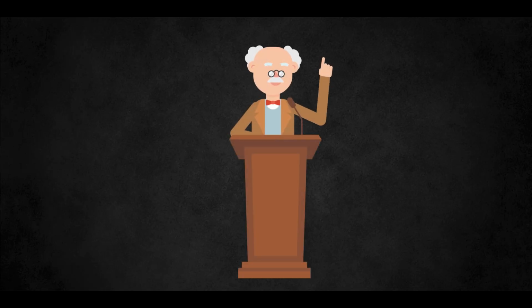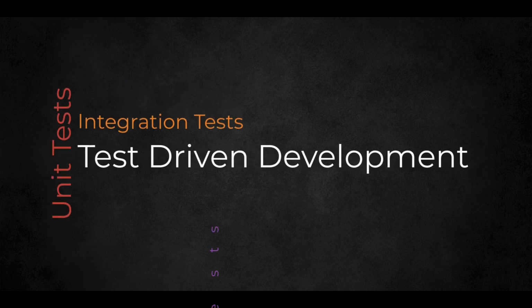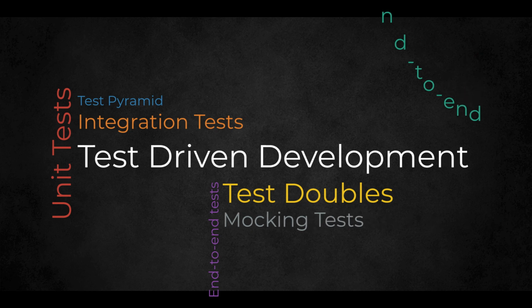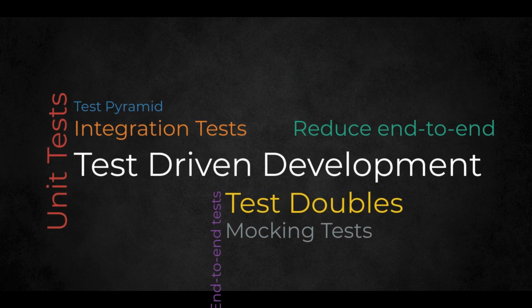The more you can test with unit tests and integration testing, the less you have the reliance on end-to-end testing. But we've been taking a look at test-driven development, unit tests, integration tests, end-to-end tests, our test pyramid, and then looking at how we can use test doubles and mocking tests to reduce the end-to-end testing.